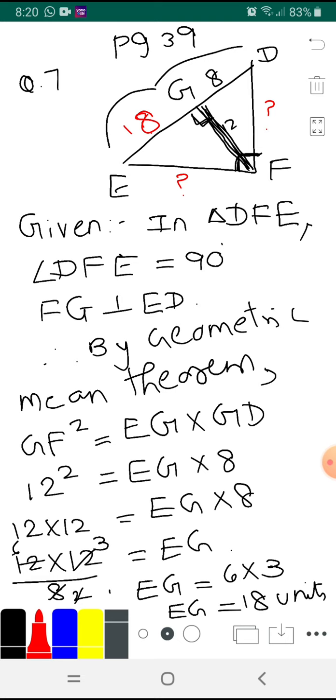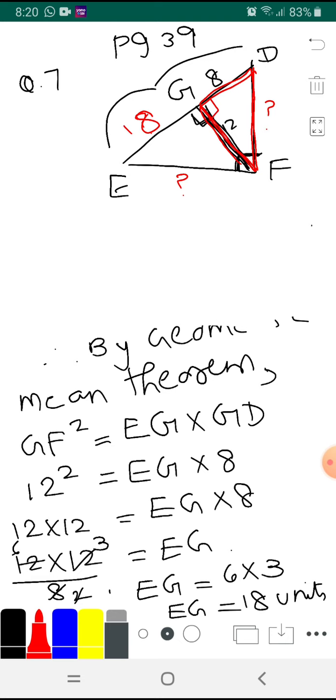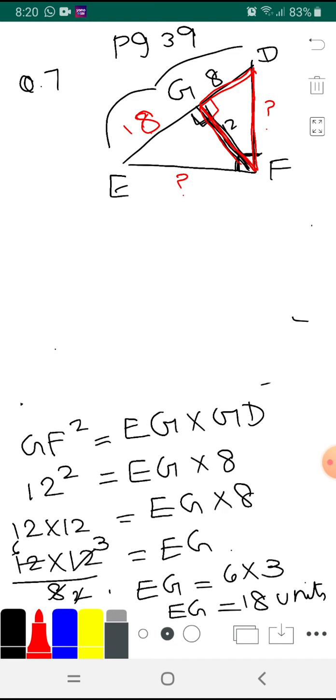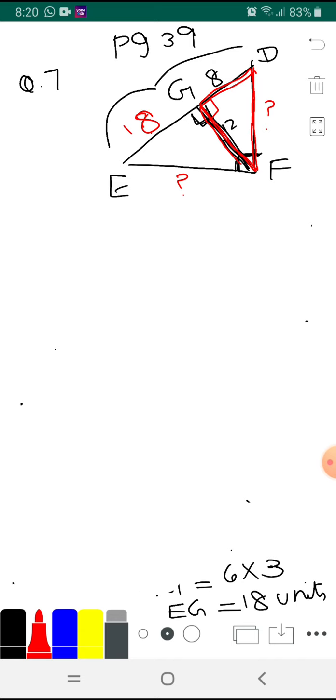Okay, now we have to find EF and we have to find DF. Let me take a right angle triangle, this is also a right angle triangle. We know in a right angle triangle we can apply the Pythagoras theorem. Okay, so let me rub out this part and continue with that. I am going to take that small right angle triangle. The name of the triangle is DGF or DFG.